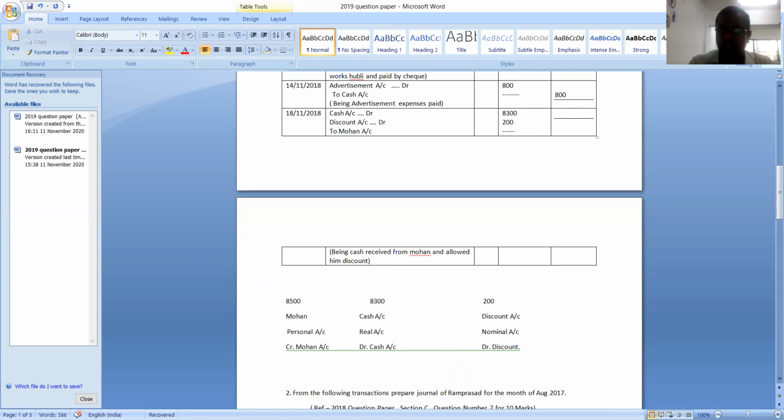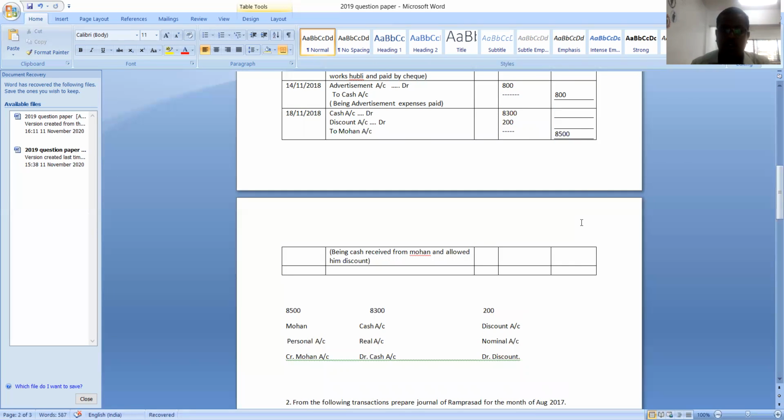Now we'll move to the credit column. Here the first line is nil. Even the second line is nil. In the third line we should write how much? 8,500. What is the sum of these two figures? 8,300 plus 200, it is 8,500. So received cash, cash comes in, cash account debit 8,300. Allowed discount or losses, so discount account debit 200. To Mohan's account, how much? 8,500. Okay.